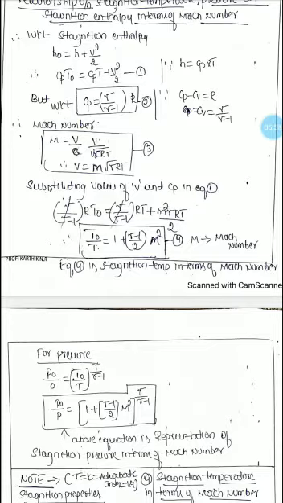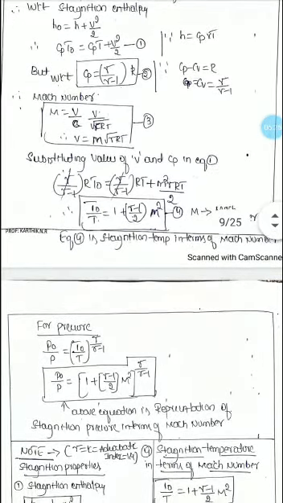Substituting the value of Cp and V in equation 1, after cancelling the terms, we get T naught divided by T is equal to 1 plus gamma minus 1 divided by 2 M square. You can call it equation 4. This equation 4 shows the stagnation temperature property in terms of Mach number. We can use this formula to find the stagnation temperature by knowing the Mach number.